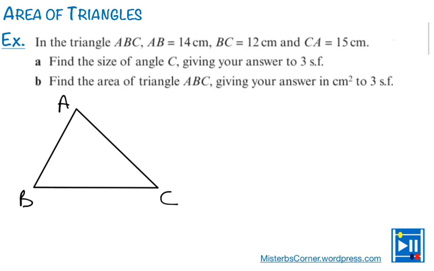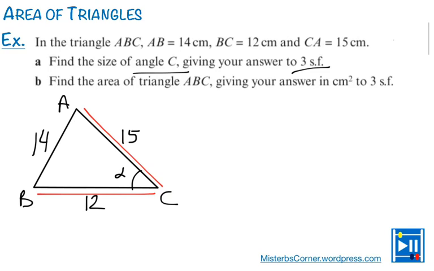Now AB is 14, write properly, and BC is 12, CA is 15, right? So find the size of angle C. So they're asking us to find the size of this angle with three significant figures. And then in part B we have to find the area of triangle ABC. Well, once we know the angle, we can just use the sine of that angle and the arms of the triangle. Sorry, arms of this angle.